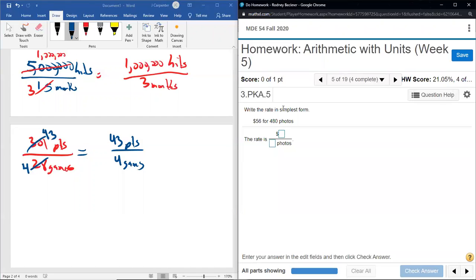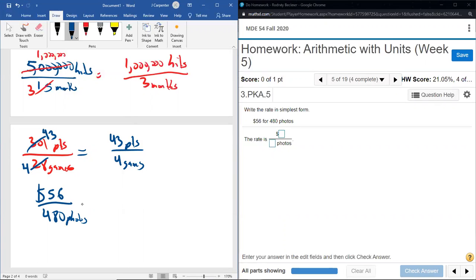All right, the rate in simplest form. So again, numbers top and bottom. So we have dollars over photos. So $56 for 480 photos. So we went to Walgreens or somewhere else and we paid, same thing I keep doing, $56 for 480 photos.